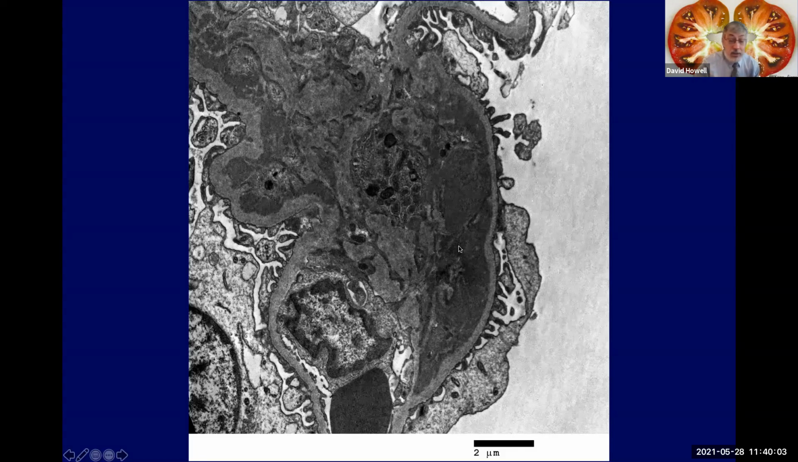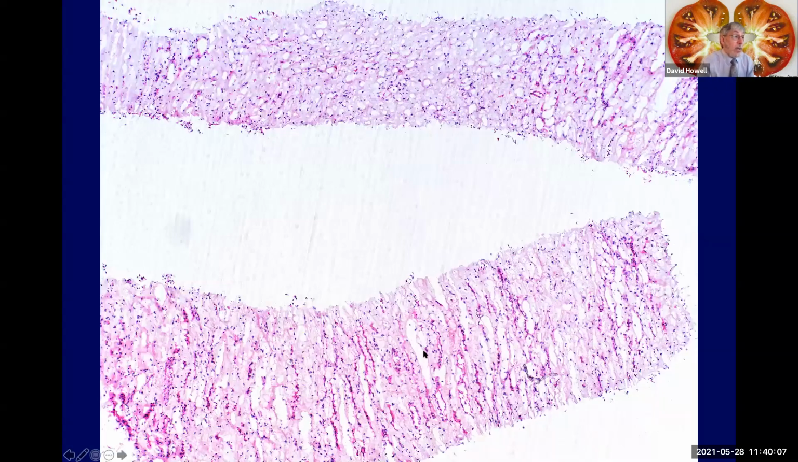We need to do immunofluorescence to look at what proteins are deposited. Unfortunately, all the tissue that was apportioned for immunofluorescence was medulla, and we do an H&E stain of the frozen tissue so we can look at its architecture. And this is all medullary tissue.